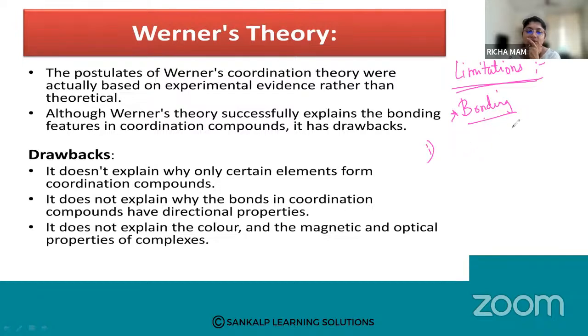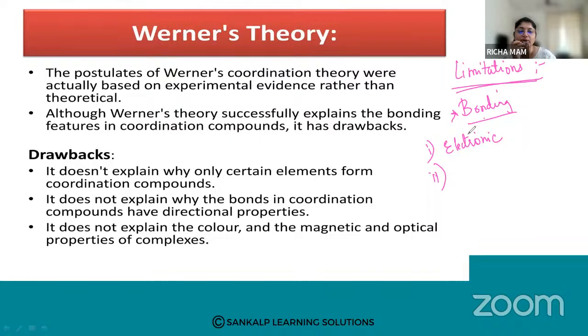So how the electrons are bonded in the complexes, it could not explain the electronic structure. So this was the first point. That is, the electronic interpretation could not be done for the complex ion. Then it could not explain why secondary valencies are directional.